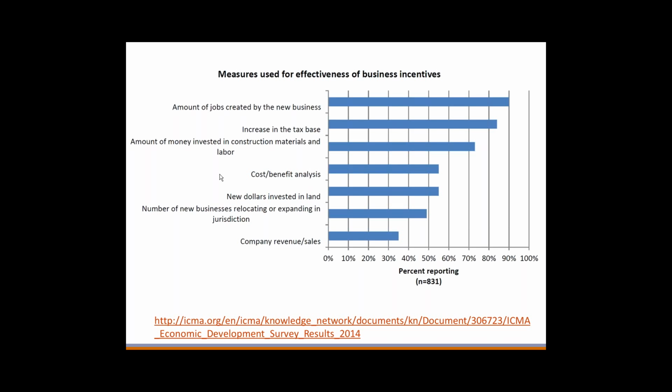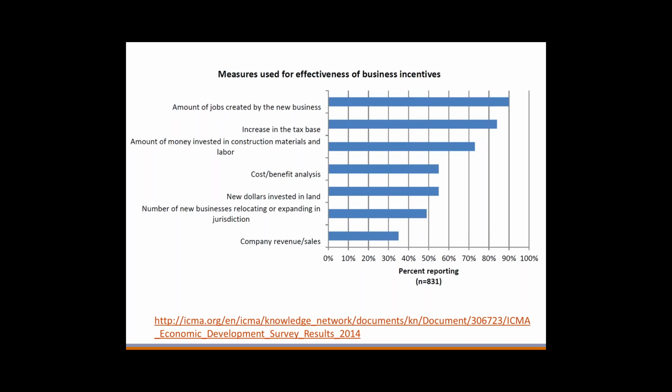When they talk about the measures of effectiveness for business incentives, they have a number of categories here. The first one, a little wordy, says the amount of jobs created by the new business, and roughly 90% are measuring that. Going down the most commonly measured, first, of course, is jobs, and then the increase in the tax base. So I'm thinking taxable value or taxable property there. The next one down is the amount of money invested in construction materials and labor, so maybe we'd call that construction spend.